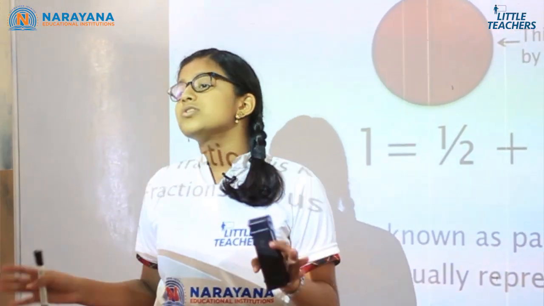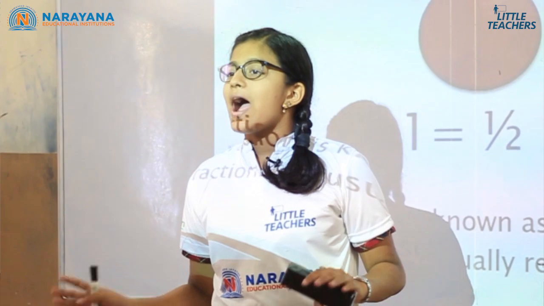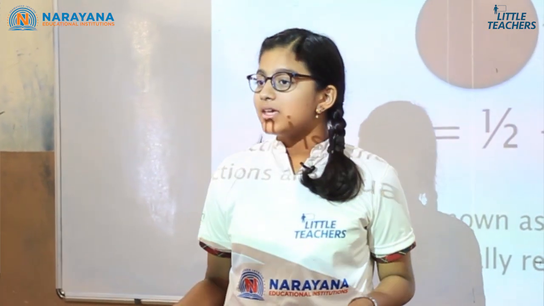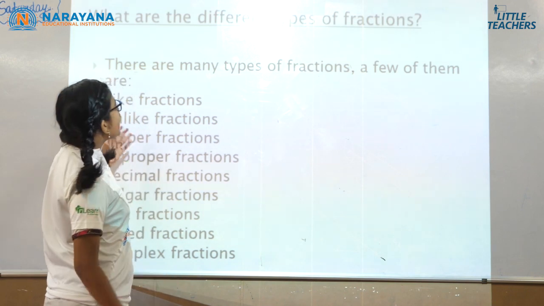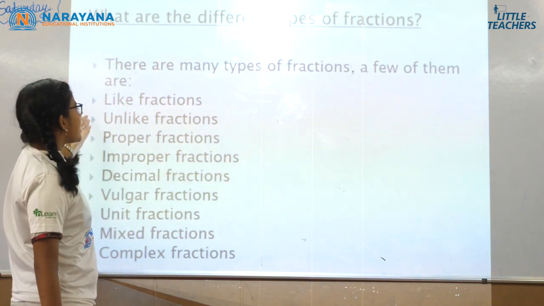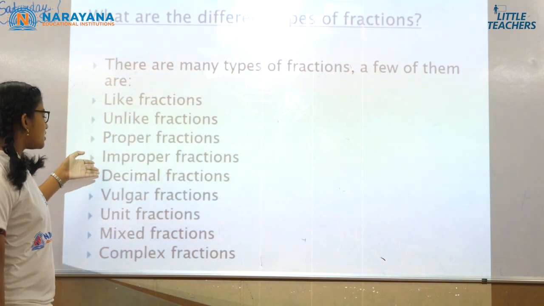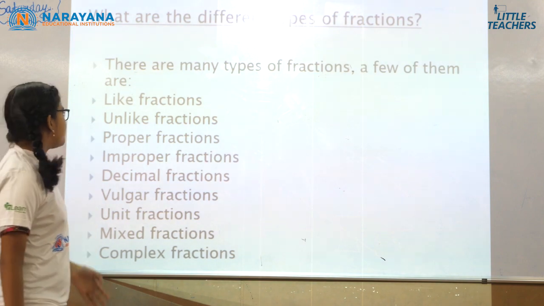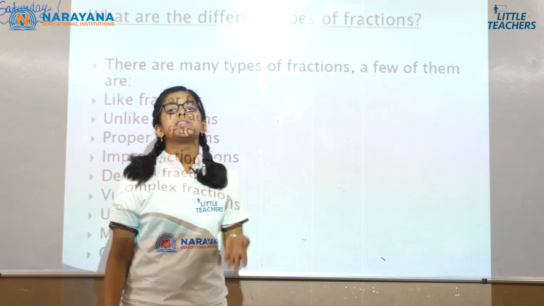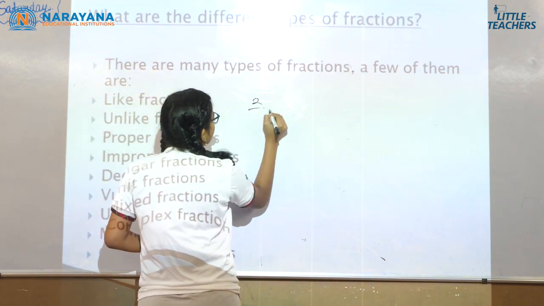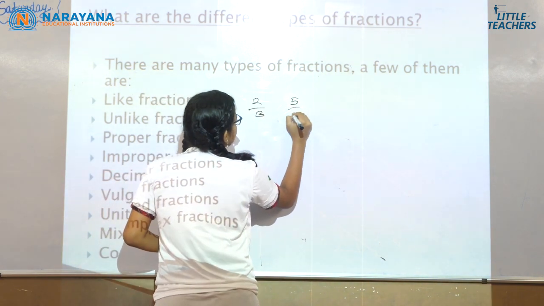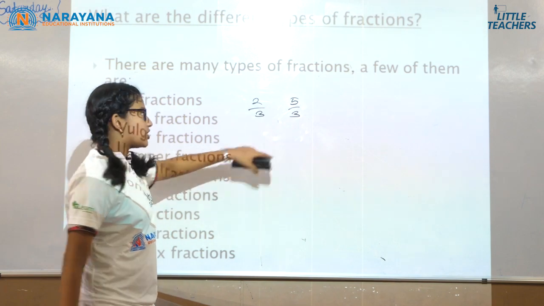A fraction is also usually known as a part of whole, and it is usually written in the form of a by b, where a and b are both non-zero numbers. Now, the different types of fractions are like fractions, unlike fractions, proper fractions, improper, decimal, vulgar, unit and mixed and complex. Now, like fractions means when the denominator of two fractions are the same. For example, if I take 2 by 3 and 5 by 3, these are considered as like fractions.